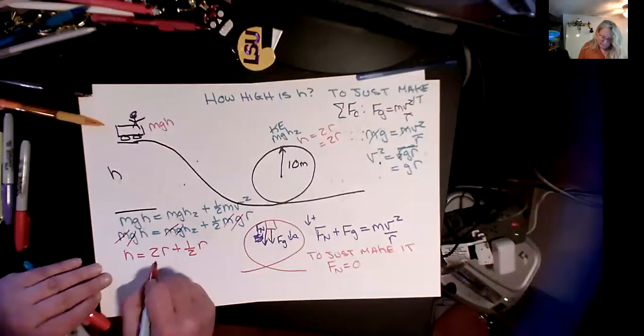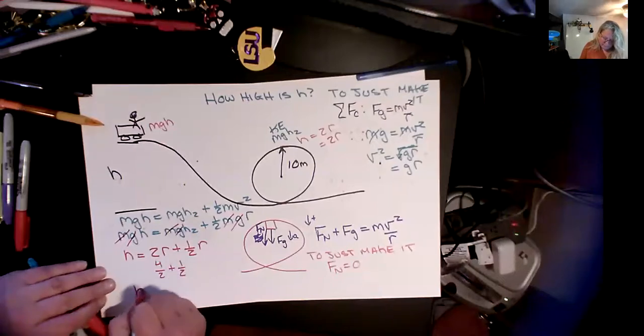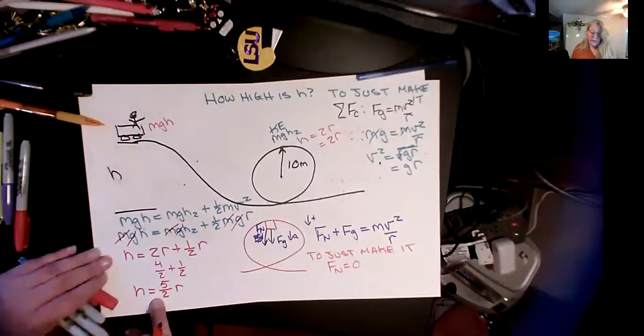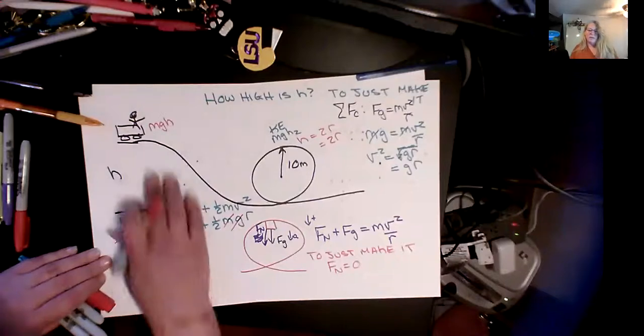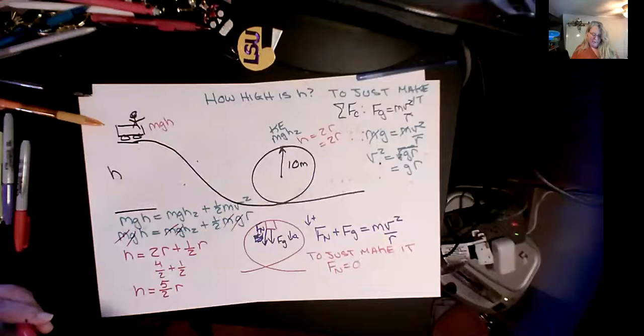So I can rewrite that if you want to do this, so you can see where the fractions are going to come from. So the minimum height for this thing to just make it around is 5/2 r, otherwise known as 2.5 times the radius. That is how high this needs to be to let just energy get us around this where we don't fall off. Bada bing.